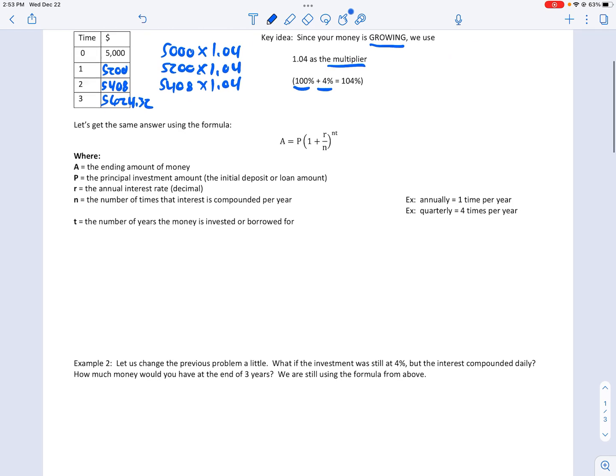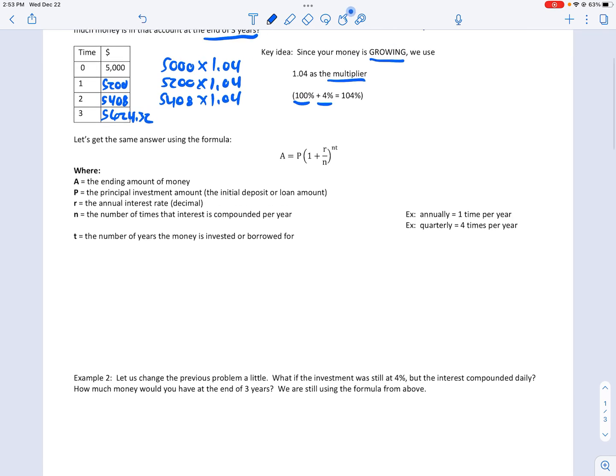So let's get an answer using a formula. Here's our formula. This is a very common one for compounding interest. You need to understand what the letters, the variables, mean. A is the ending amount. For example, the 5,200 would have been A. The principal investment is P. For us, in the initial problem, that would have been 5,000. R is the interest rate as a decimal. For us, that was 0.04.